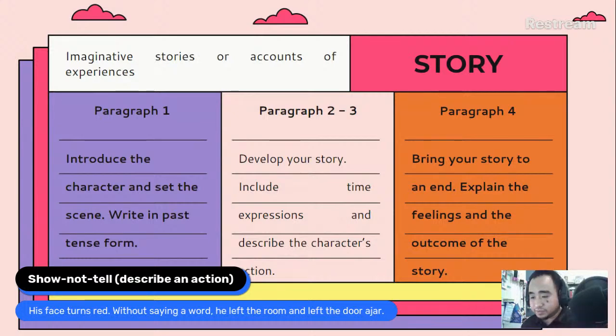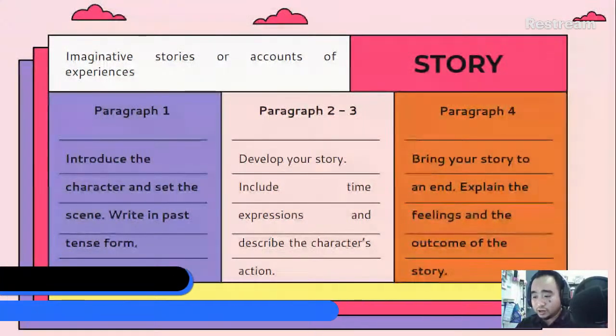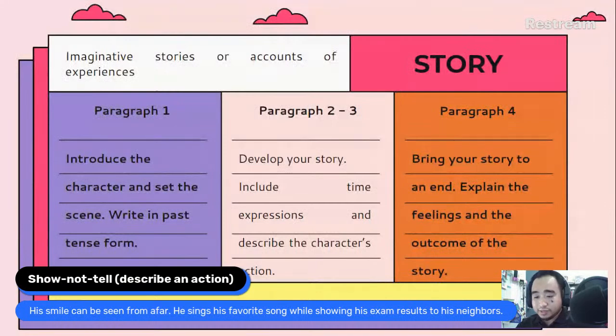For example, the next one, going to show you another way of show not tell, describing an action. So instead of saying he is happy after receiving the exam result, I just describe without using the word happy. His smile can be seen from afar. He sings his favorite song while showing his exam results to his neighbors. The word happy is not there in this sentence, but by reading this, we can imagine how happy he is. So that is the technique of show not tell.